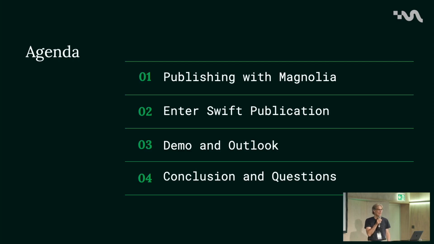Its aim is to improve and make more flexible the publishing experience that you have when you publish your content with Magnolia. We are going to look at publishing in general, how it works currently with Magnolia, just to set the stage and get everybody on the same page here. Then we talk about Swift publication, what it is, how it works, the architecture, and the implementation options that you have.